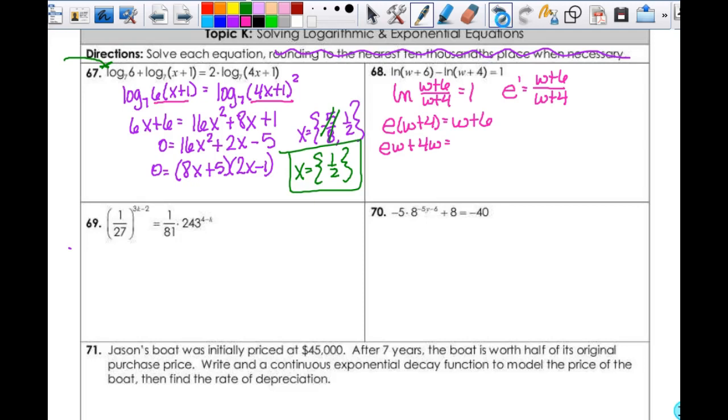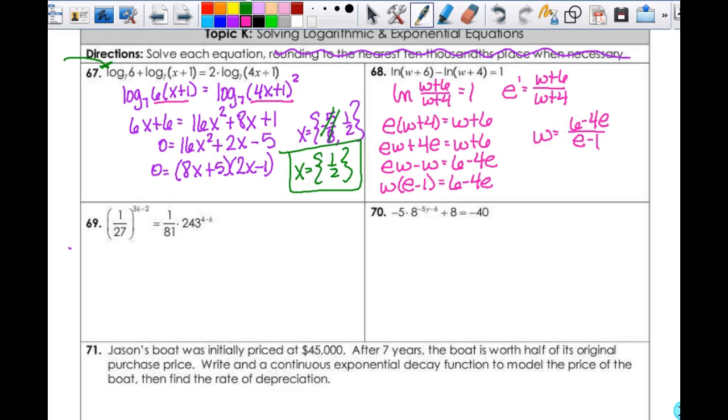Okay, so this should be plus 4e. That's what I meant to do. Equals w plus 6. So I need to get all my w's on the left. So this will be e times w minus w equals 6 minus 4e. Factor out my w. It's going to give me w times e minus 1 equals 6 minus 4e. Then I can divide. So I get w equals 6 minus 4e divided by e minus 1.